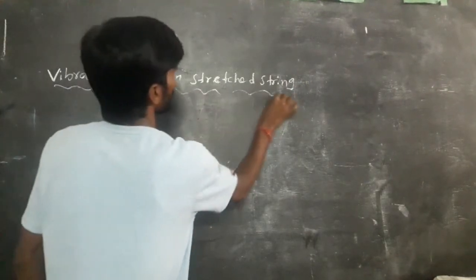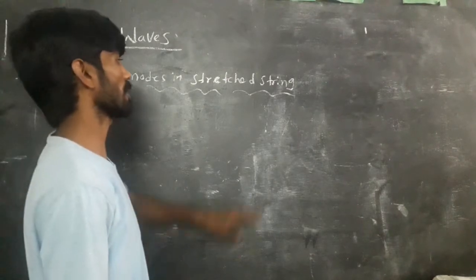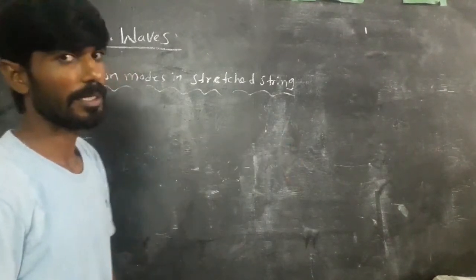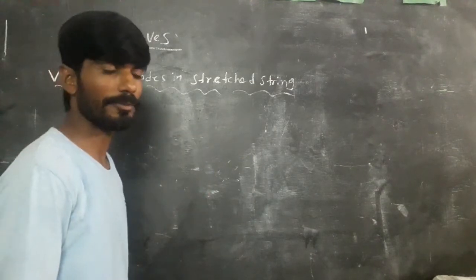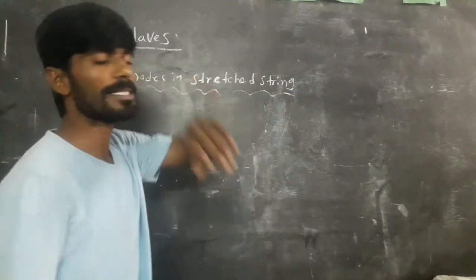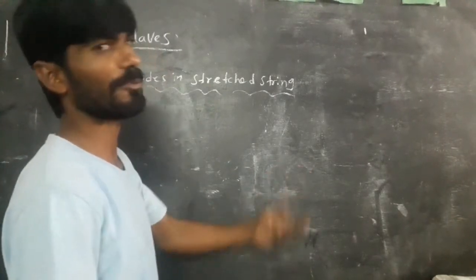So how to find that? Vibration modes in a stretched string. We will find that by using the stretched string, as well as we can find the frequencies. We can find the frequencies in a stretched string by using 1 loop, 2 loops and 3 loops, the number of loops.